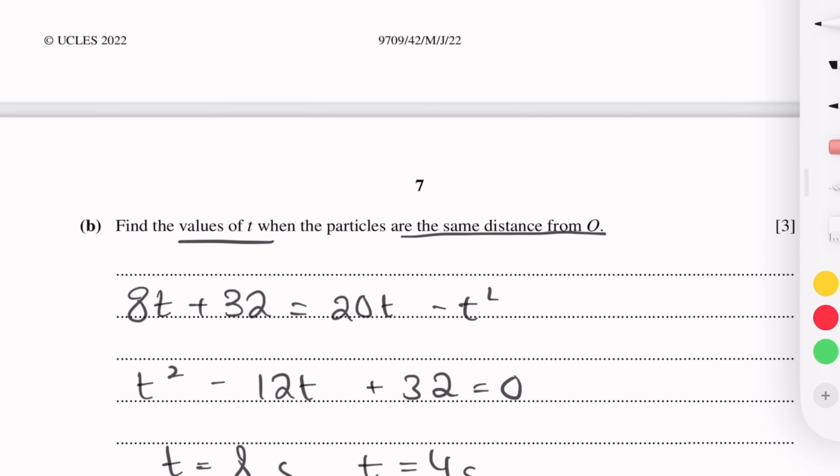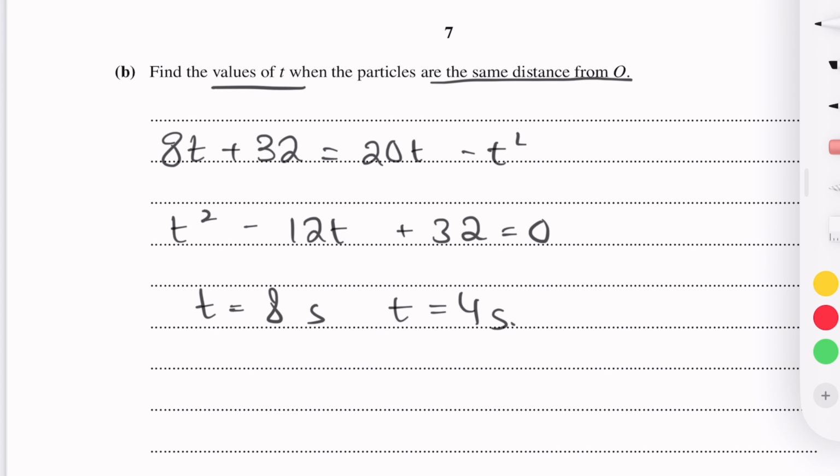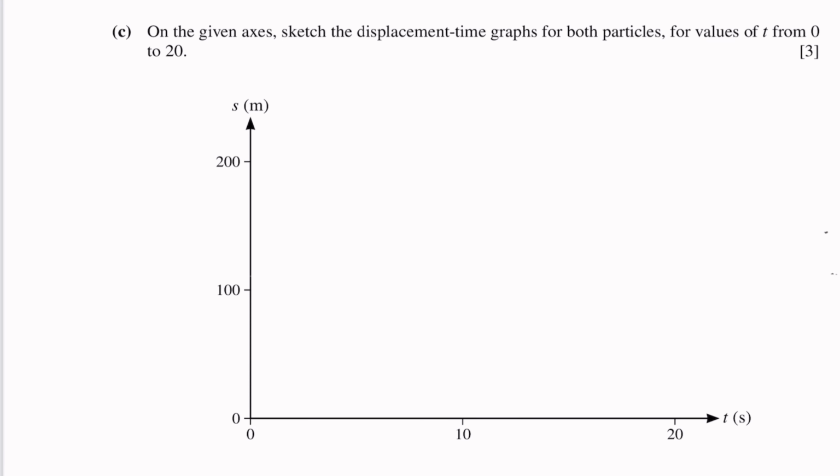Now the reason there are two values of t is because we know B is going away from O and then back towards O. And so they happen to be the same distance away from O at two different times. Okay, part C says that on a given x-axis, sketch the displacement-time graph for both particles for values of t from 0 to 20. So considering this is a displacement-time graph, it will be different to my velocity-time graph.